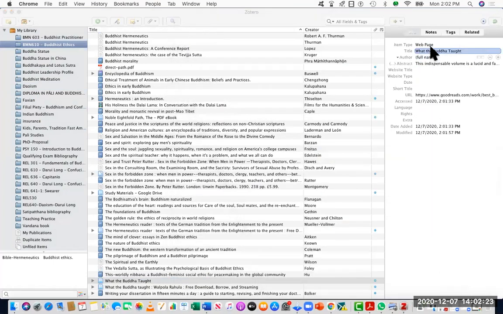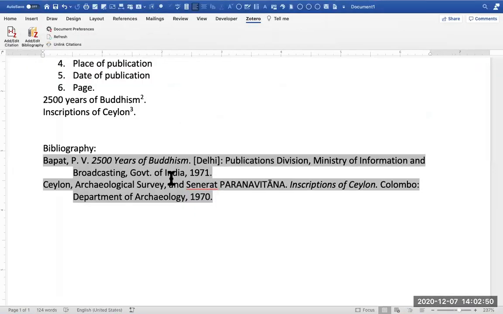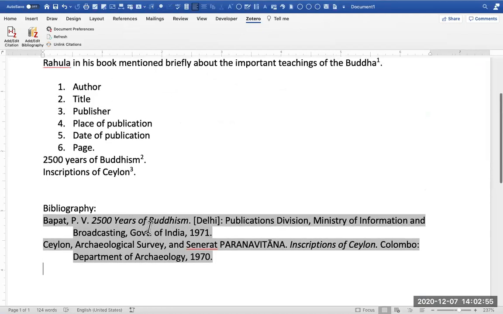Can you see? So when you click here, you also get all the information. Over here, we can see a web page, the full name, and all this stuff. And if it is a proper book, it will be like this. If it is an article, it will be like this. So they are different. And that's how we actually include a book to the library. So very, very useful one for research scholars. If you have any question, let me know.